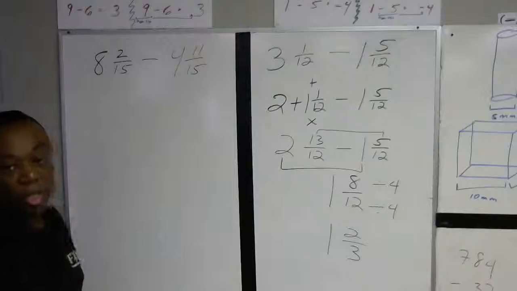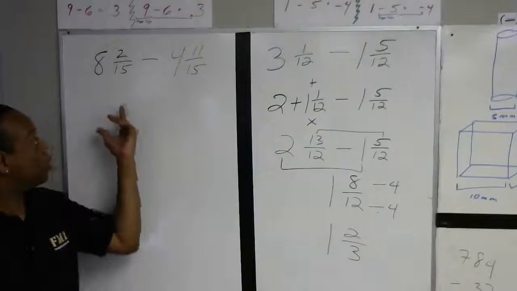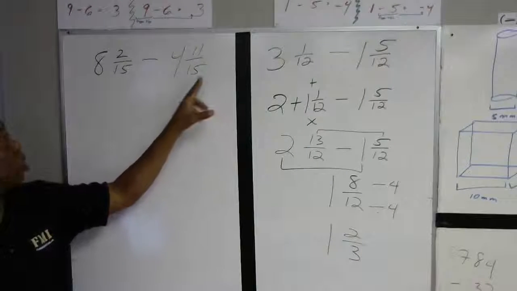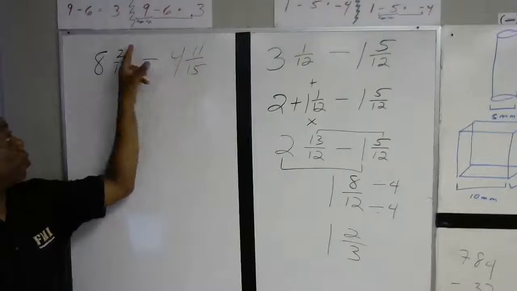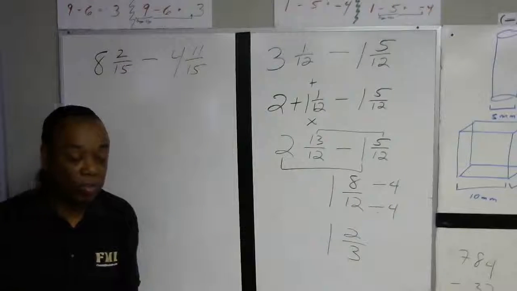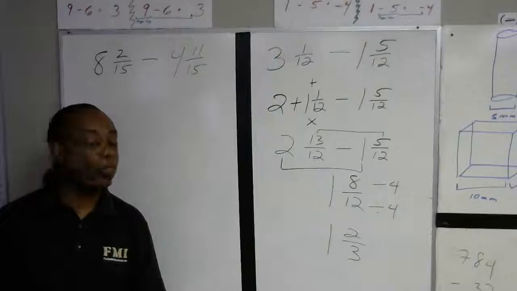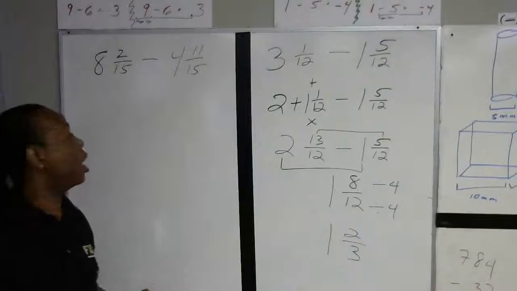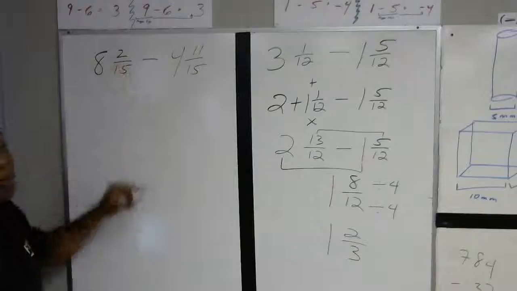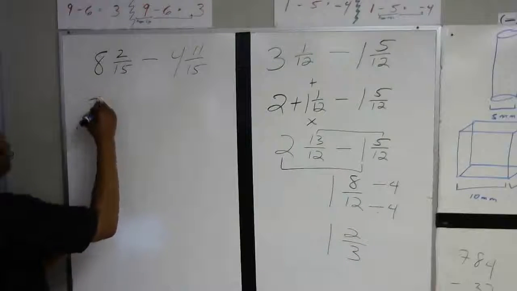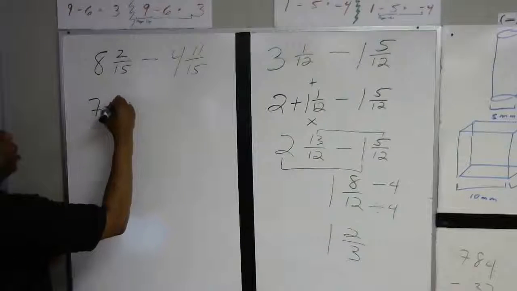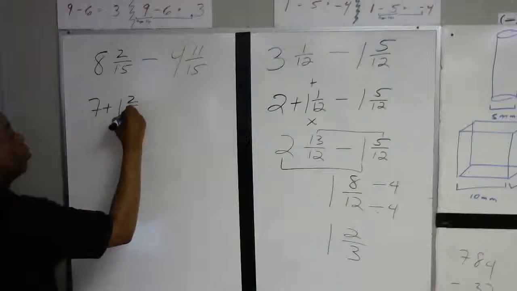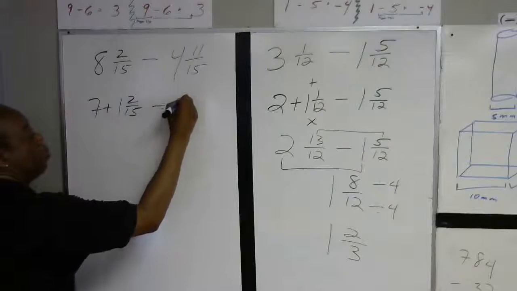Okay. Here, we're going to subtract these mixed numbers. First, you start with your fractions. You cannot subtract 11/15 from a 2/15. 2/15 is too small. So what I'm going to do is borrow 1 from the 8 and place the 1 next to the 2/15s. So this becomes 7 plus 1 2/15 minus the 4 11/15.